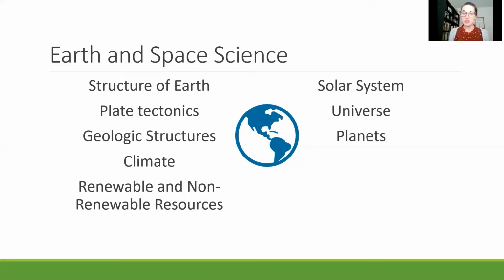So our first section is Earth and Space Science. And in that section, you'll hear things about the structure of Earth, plate tectonics, geological structures, also known as rocks, climate, renewable and non-renewable resources, the solar system, the universe, and the planets. So if you're looking to do a review, these are some key things to study up on.